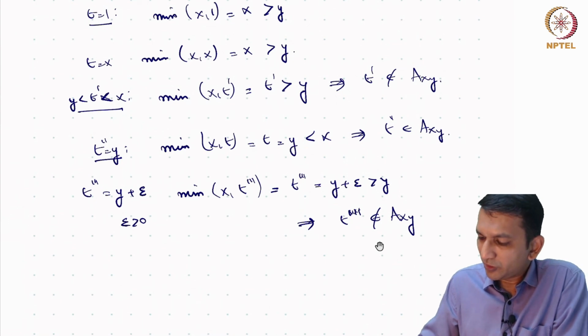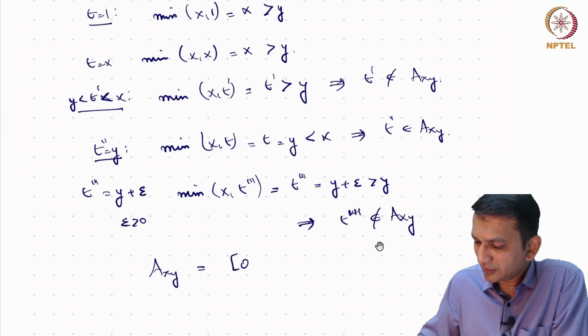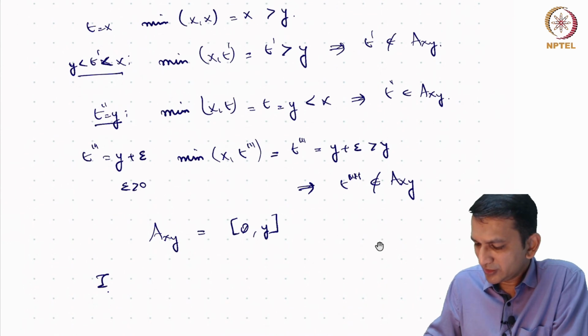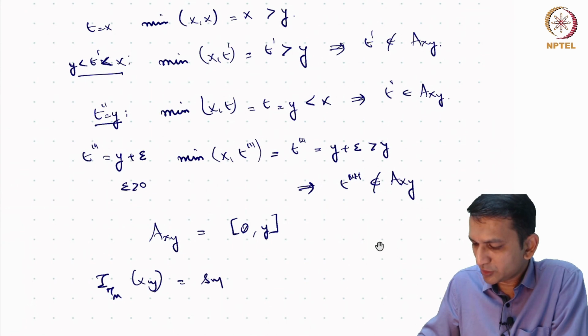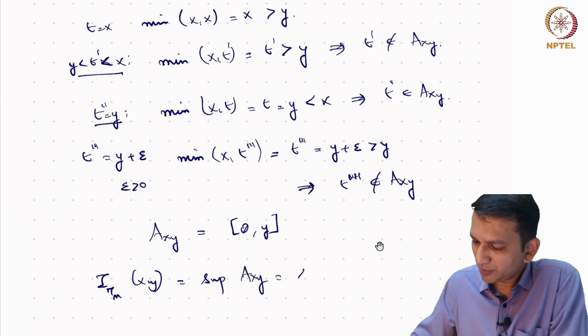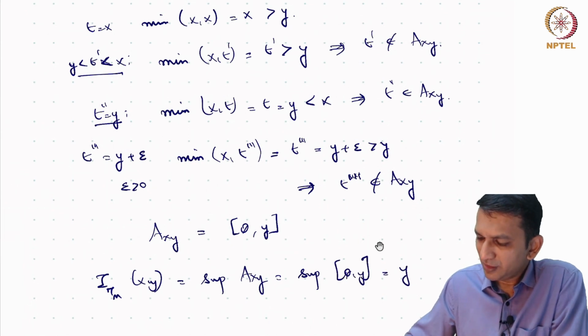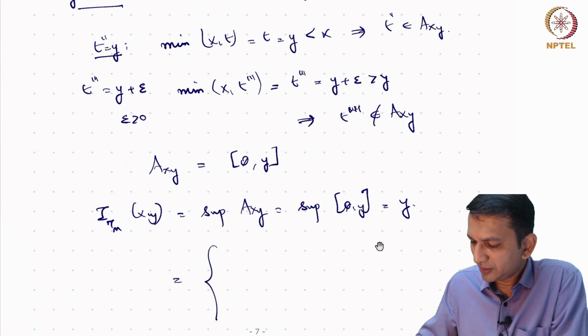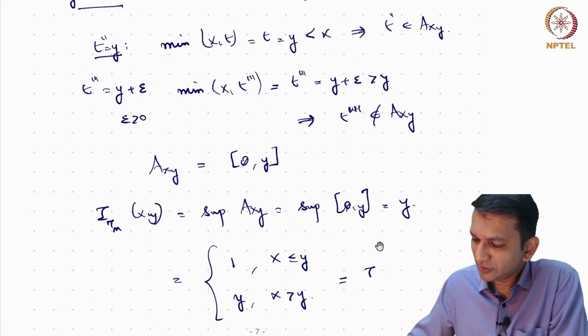So now, that means if you look at Axy, we see that this is nothing but the interval 0 to y, with y included. So in this case, the implication of x, y is the supremum of Axy. This turns out to be the supremum of 0, y, which is equal to y. So from this, we get the formula that it is 1 if x is less than or equal to y, and it is y if x is greater than y. Now we know that it's essentially the Gödel implication that we have.